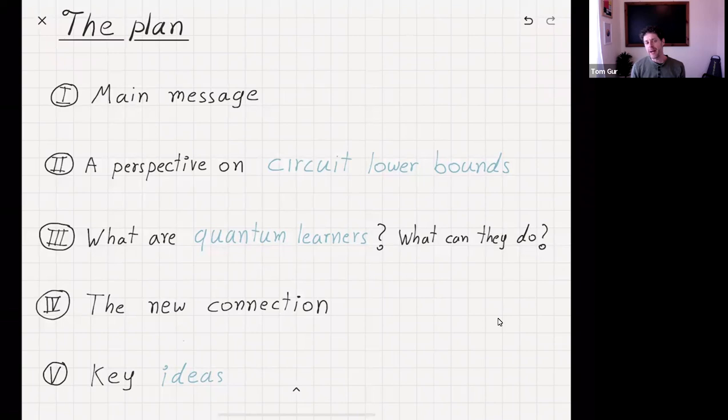Then I'll give you my outrageous perspective on circuit lower bounds, at the risk of upsetting some people. We'll talk then about quantum learners. I assume no preliminary knowledge in complexity theory, and no preliminary knowledge whatsoever in quantum computing. So we'll talk about what it means to have quantum learners and what they can do. Then I'll tell you about this new connection between circuit lower bounds and quantum learners, and finish by telling you the main ideas that go into this work.